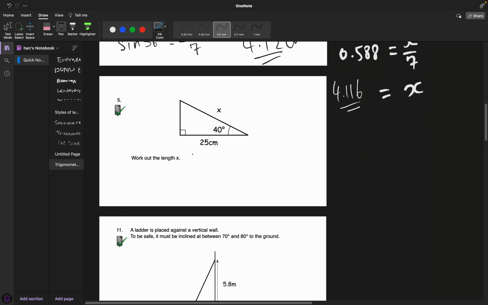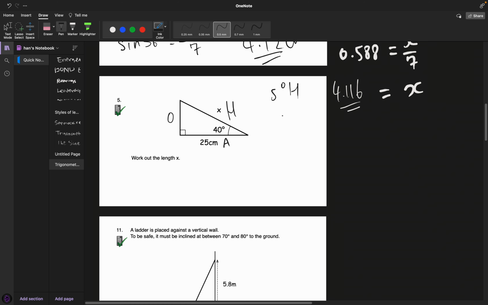Work out the length of x. We're provided the angle this time, so we know that this side is going to be the opposite. The one next to it is going to be the adjacent. Sorry, that's not the adjacent. Right angle, so this is going to be the hypotenuse. The last one remaining is going to be the adjacent. Make sure you don't make that mistake. Remember, the one opposite the right angle is always the hypotenuse.